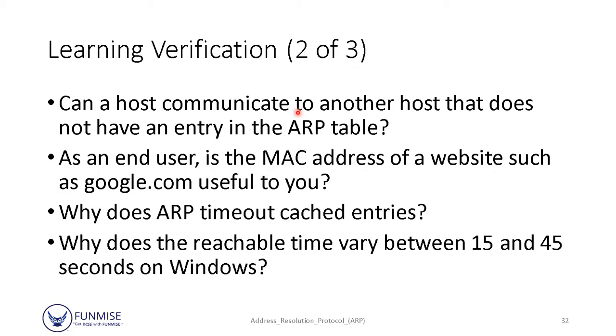Now, can a host communicate to another host that does not have an entry in the ARP table? This was covered. Now, as an end user, is the MAC address of a website such as google.com useful to you? Why does ARP timeout cache entries? Why would you time that out? Why does the reachable time vary between 15 and 45 seconds on Windows?